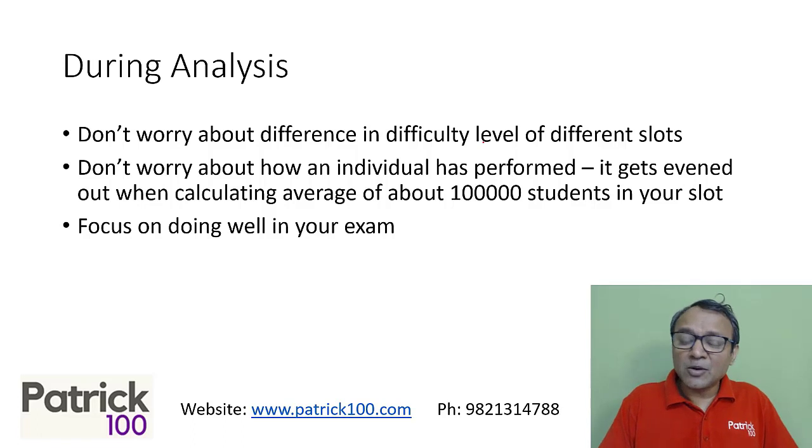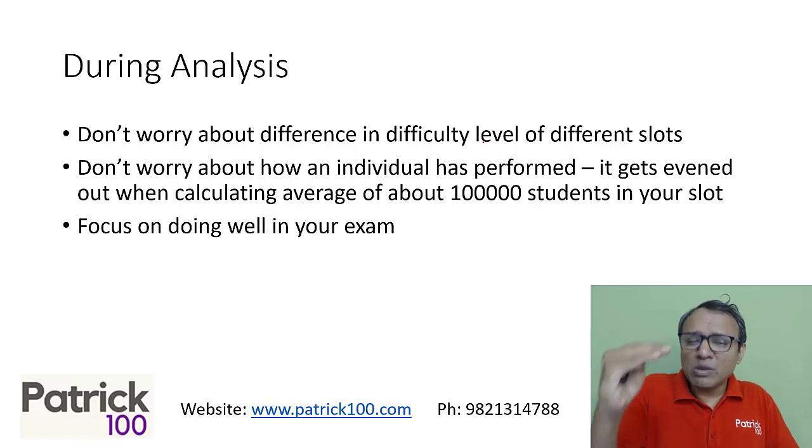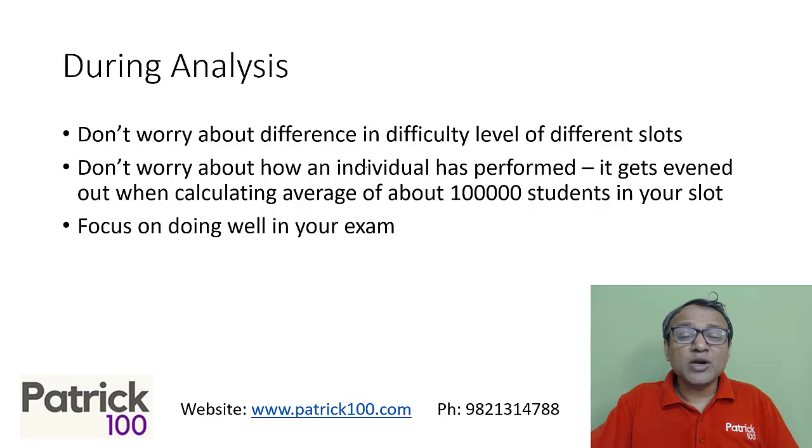It doesn't depend on the difficulty level of the paper. They normalize the score anyway. And because they normalize the score, even if your paper is difficult, your scores will be put up so that it can be normalized with other students. If your paper is easy, your scores will be put down so that it can be normalized with other students. So don't worry about the difference in difficulty level of different slots.